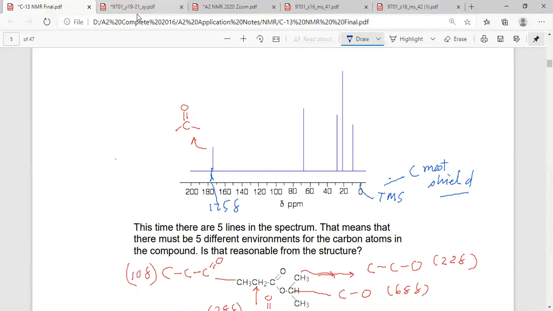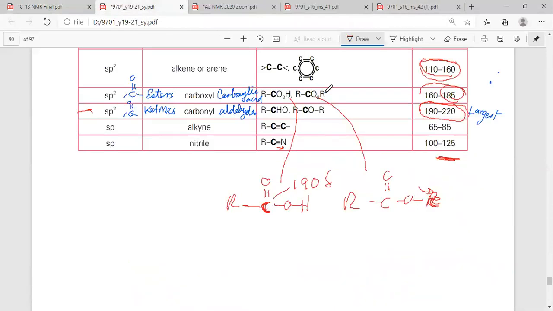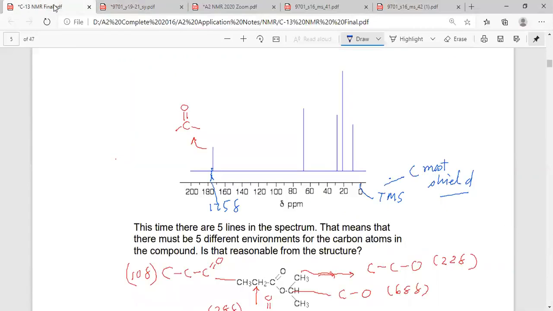Of course, you check your thing here. Now this is the ester group. So check your ester here. Okay, 185 to 165. So around this area, it means 175 is quite accurate. So this is the ester group, the carbon with the ester here. So this peak is due to that.